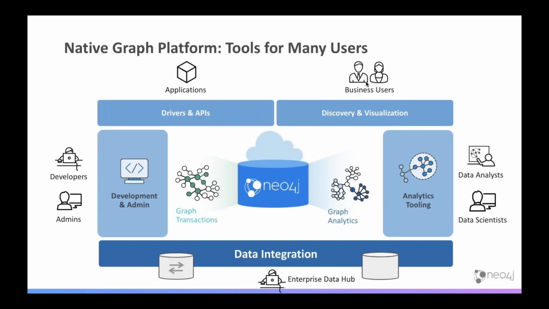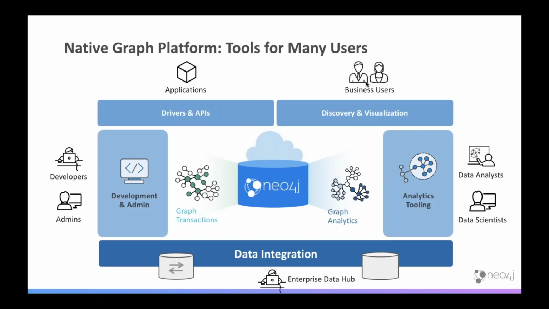Looking over to the right, it's not just about online transactions. The data that's in there is interesting, and you may want to explore it and to visualize it. So we have lots of users who are using Neo4j for examining fraud situations, or for exploring data lineage in their database. And those are visual use cases. So we have visualization tools to support them.